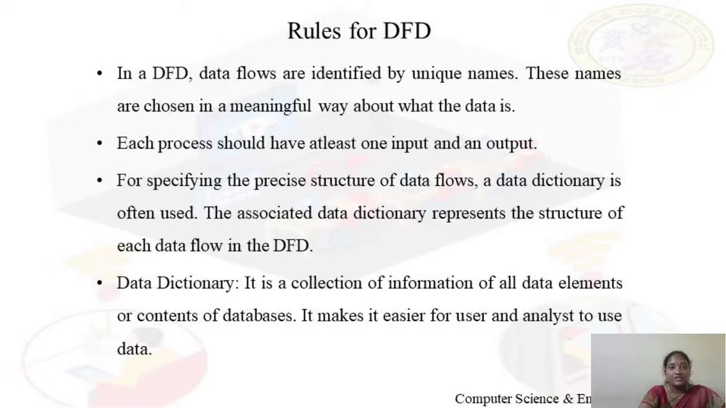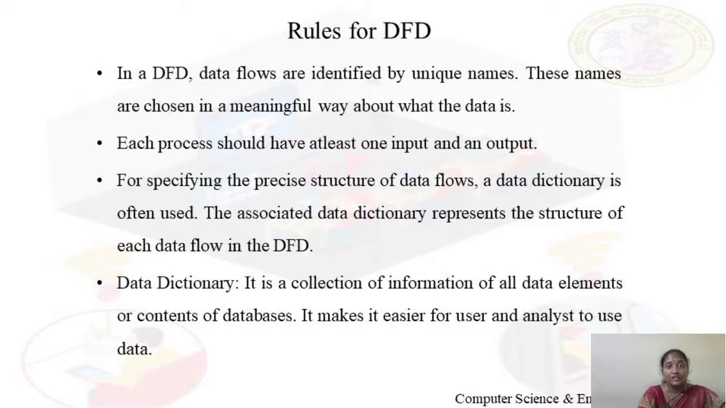Data dictionary is a collection of information of all data elements or contents of databases. It makes it easier for user and analyst to use the data. Data cannot flow between two entities. Data flow must be from an entity to a process or from a process to an entity.